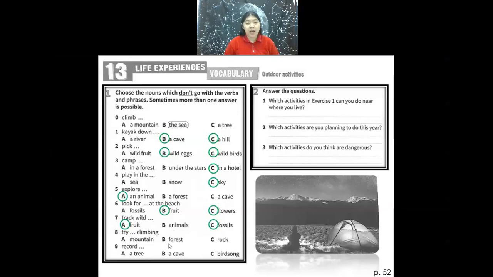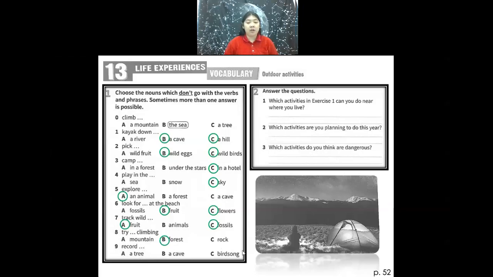Number eight, try climbing. So which one can you climb? Climb a mountain, climb a forest, or climb rocks? So only the forest, you don't climb it, okay? You can try rock climbing or mountain climbing.